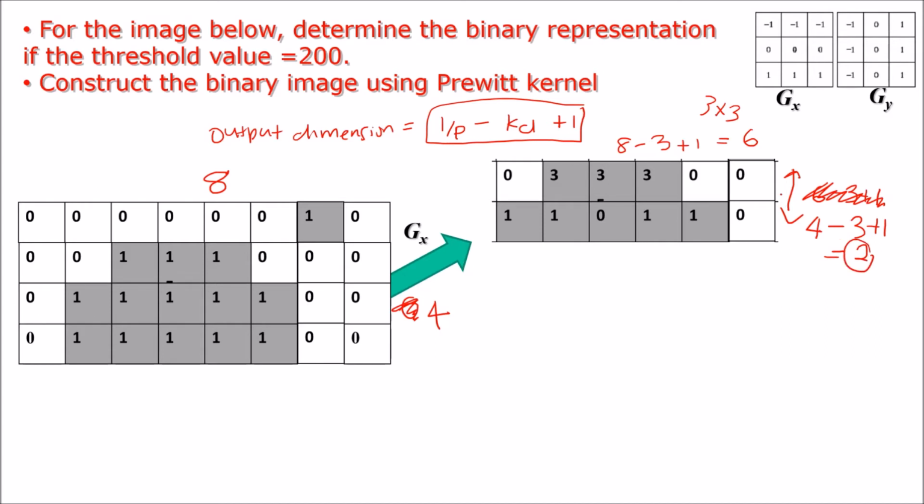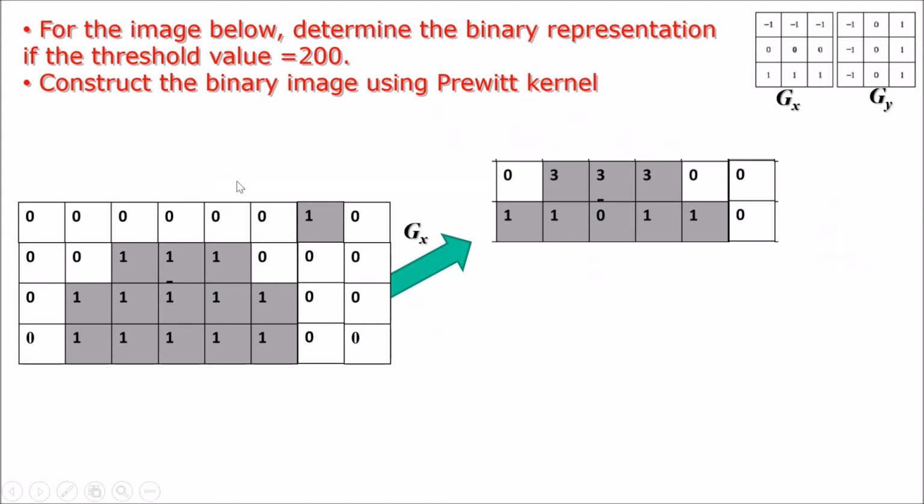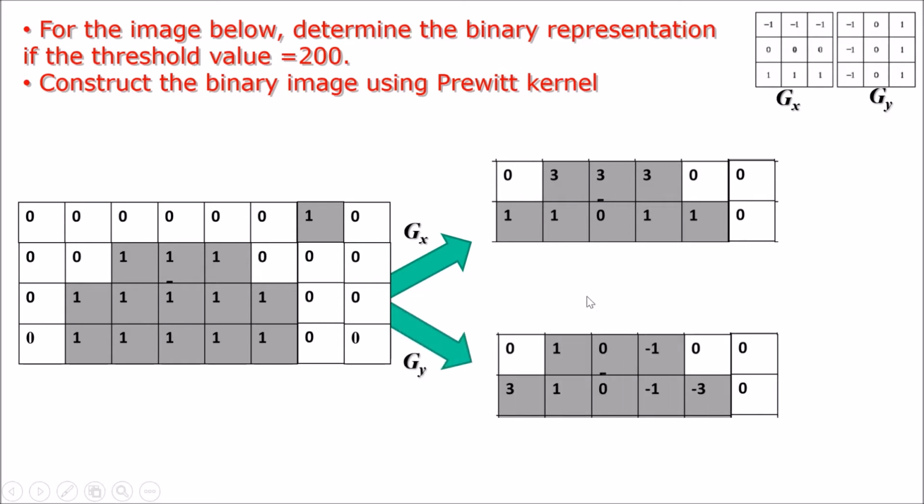So this is the response in the x direction. Let me clear the screen first. So the next step, we calculate the response in the y direction. How are we able to calculate this? For the x direction, we performed the same convolution operation. So let's say this is our kernel, the same kernel of the gx, and then this is the resultant output.